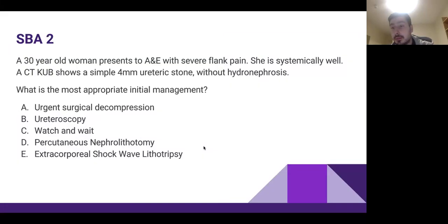So moving on to now the management and investigations with renal stones. A 30-year-old woman presents to A&E with severe flank pain. She's systemically well. A CT-KUB shows a simple 4mm ureteric stone without hydronephrosis. What is the most appropriate initial management? So I'll give about 20 to 30 seconds.